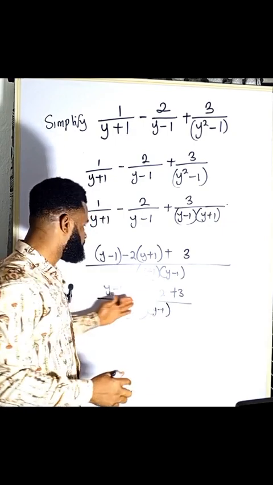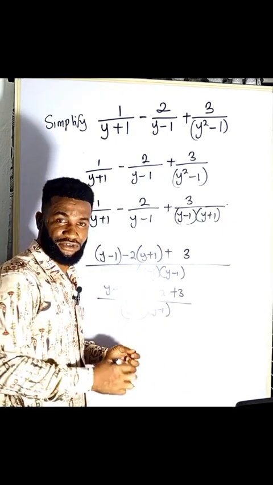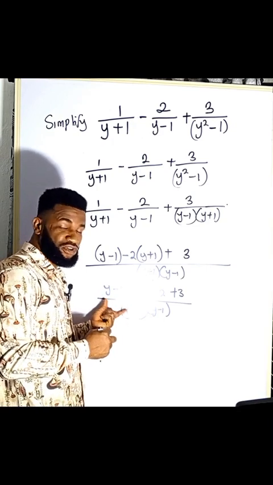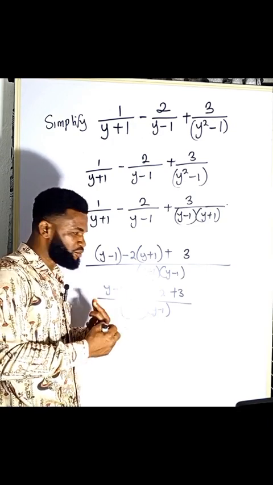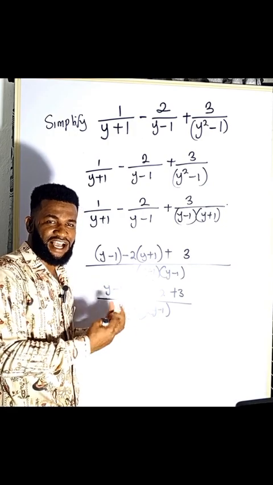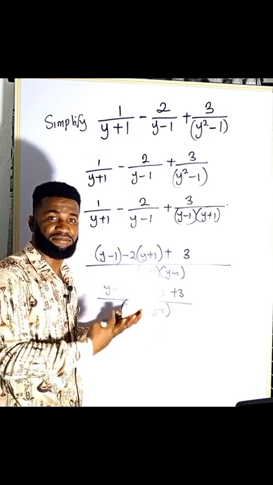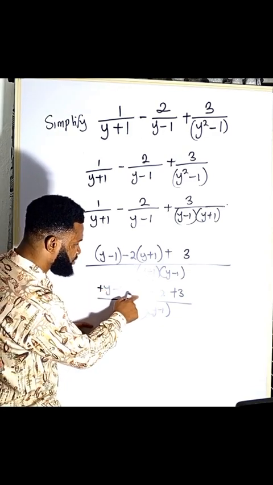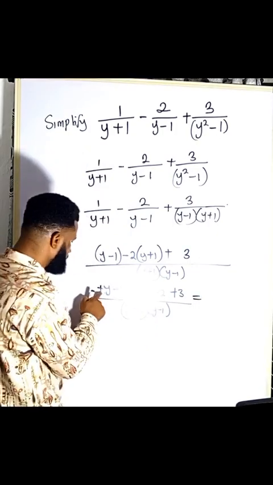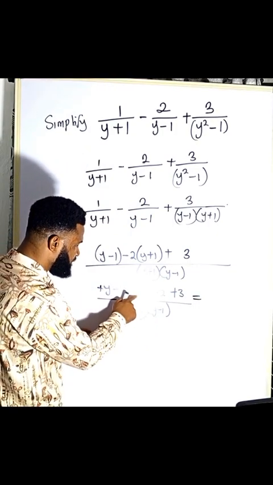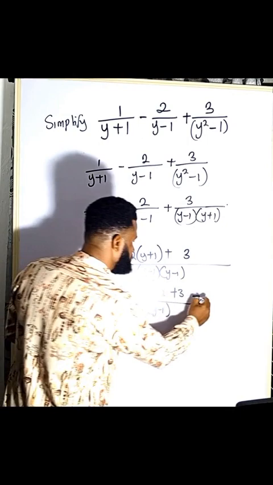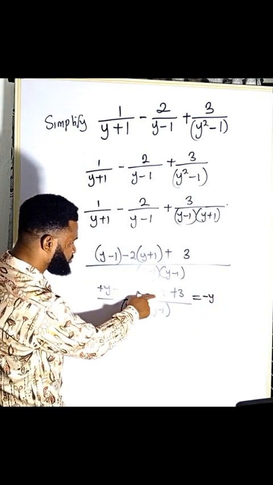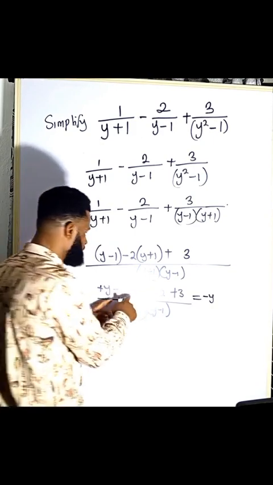So at this point, I'm going to do collection of like terms, okay? I'm going to look for numbers that are alike. I will add them or subtract them depending on the sign before them. So this is y, this is plus y, and this is minus y. And that's going to be plus 1 minus 2, which is going to be minus y. Okay? Now I have minus 1 minus 2, which is what? Minus 3.